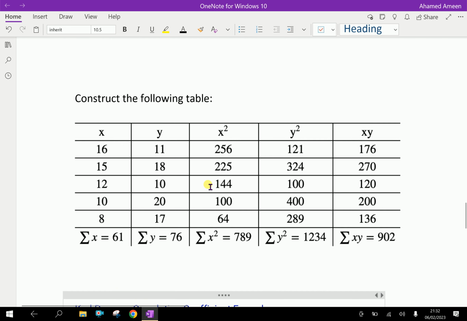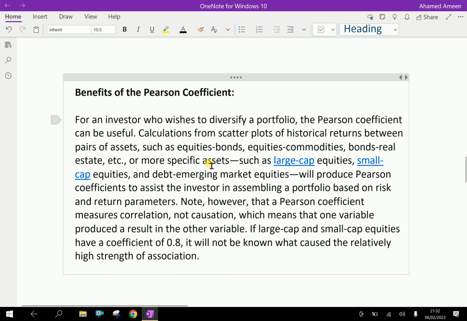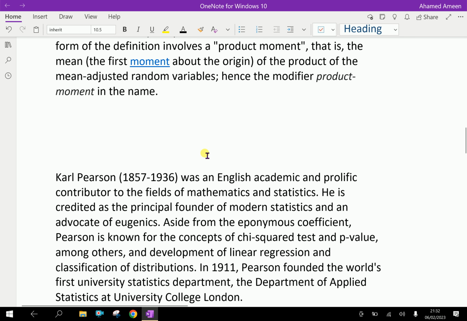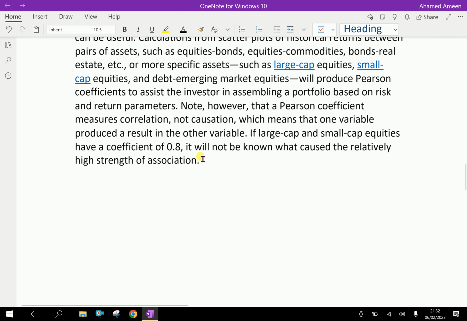So far we have explained what the Pearson correlation coefficient is, and we have done an example problem.